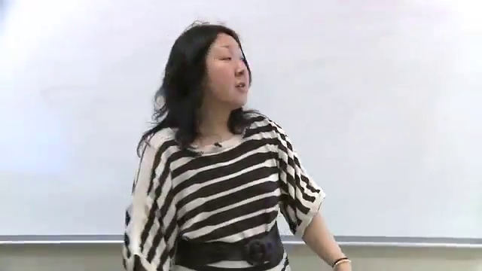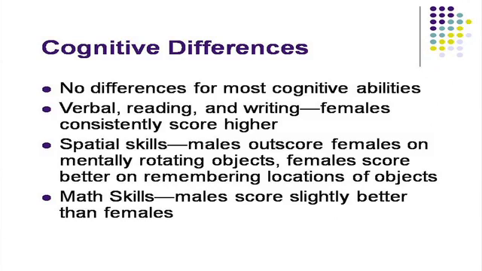All right. Good. Then cognitive differences. No differences for most cognitive abilities. Verbal, reading, and writing: females consistently score higher though. On the other hand, spatial skills: males outscore females on mentally rotating objects. Females score better on remembering locations of objects. And math skills: males score slightly better than females. Do you think those are true?